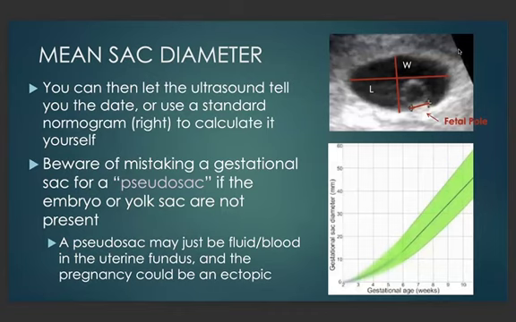And it is important to note that if you don't see an embryo or yolk sac, this could be due to something called a pseudosac, which is just fluid or blood in the uterine fundus. And also note that it could possibly be an ectopic pregnancy as well.